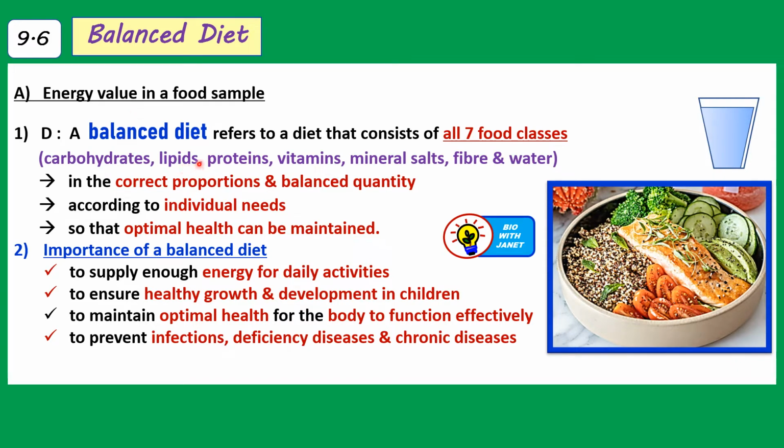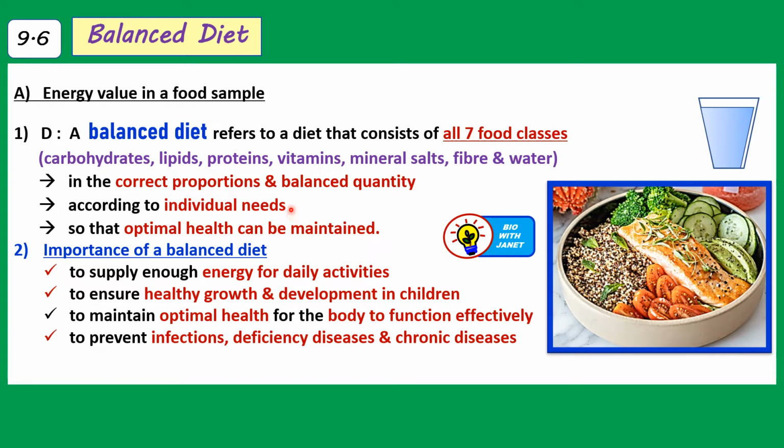Now, what is a balanced diet? A balanced diet refers to a diet that consists of all 7 food classes, namely carbohydrates, lipids, proteins, vitamins, minerals, salts, fiber, and water, in the correct proportions and in a balanced quantity. That means the quantity of each food class must be suitable according to the individual needs so that optimal health can be maintained.